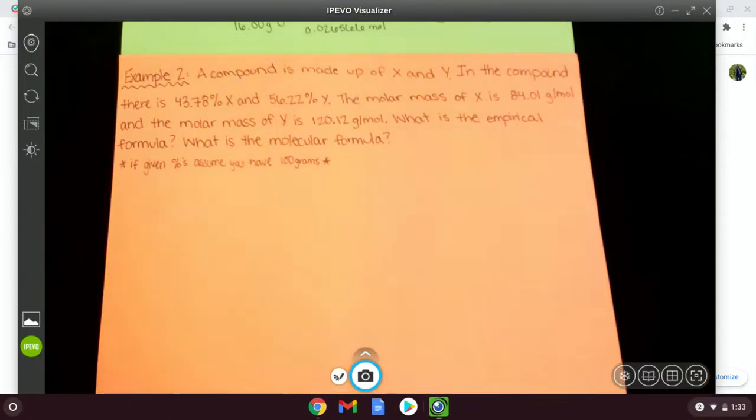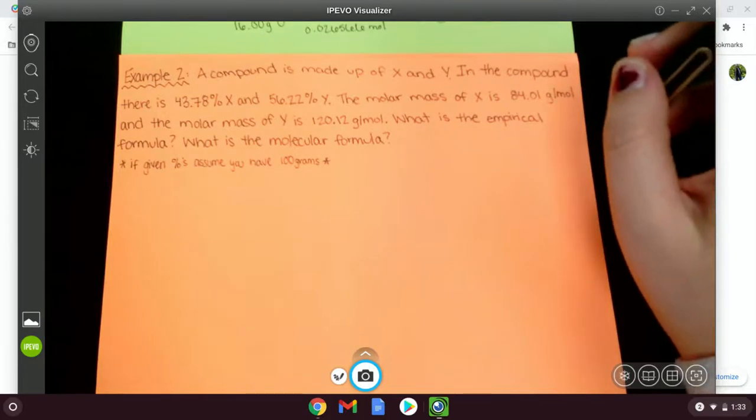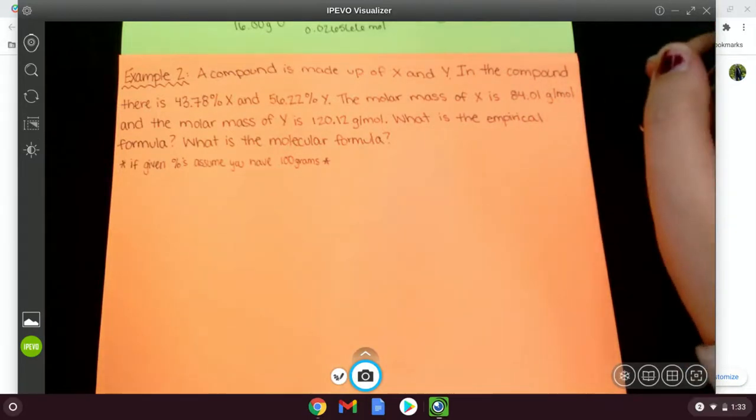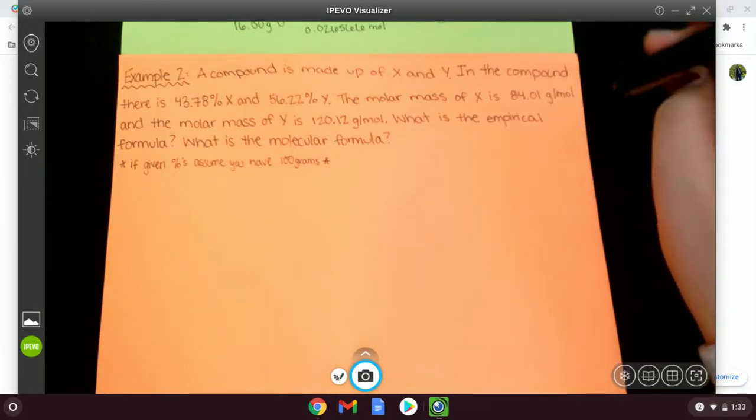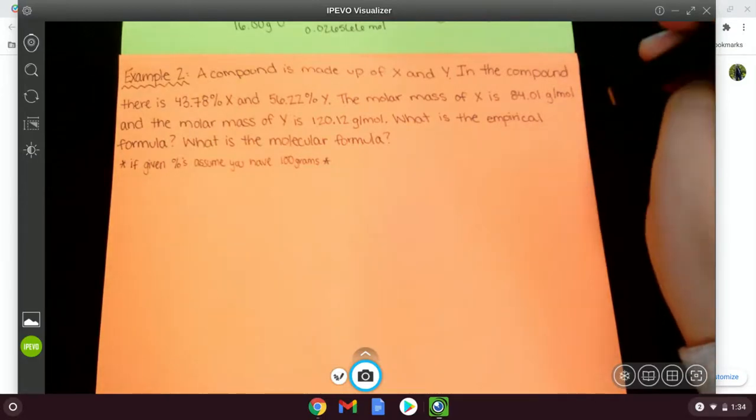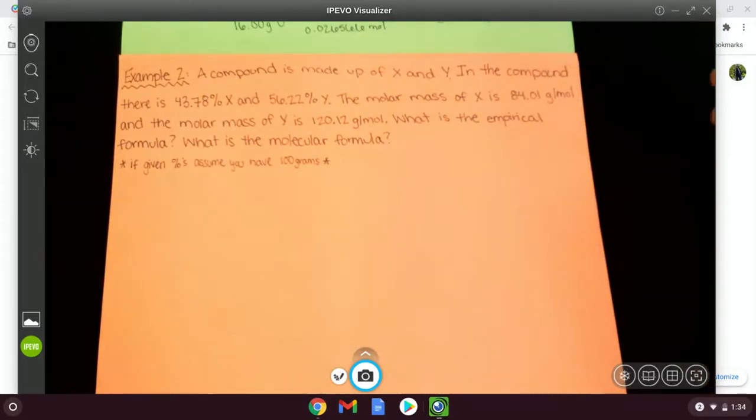So a compound is made up of X and Y. In the compound, there is 43.78% X and 56.22% Y. The molar mass of X is 84.01 grams per mole, and the molar mass of Y is 120.12 grams per mole. What is the empirical formula, and what is the molecular formula?